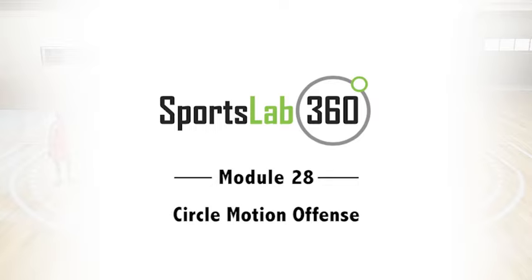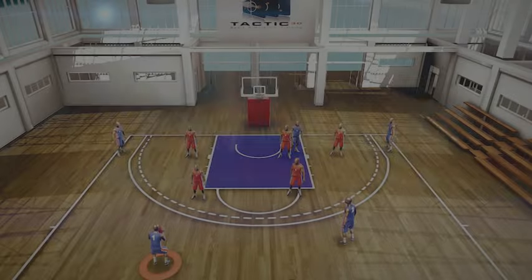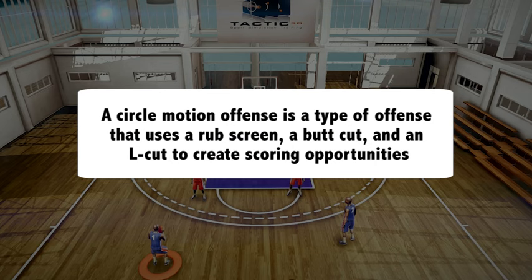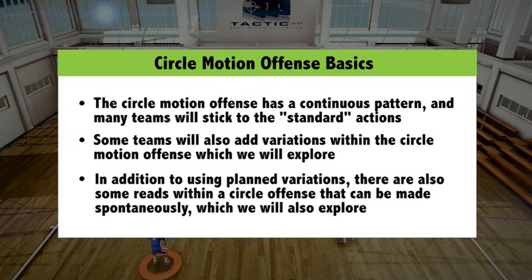Welcome to Module 28, Circle Motion Offense. A circle motion offense is a type of offense that uses a rub screen, a butt cut, and an L cut to create scoring opportunities. Here are some of the basics of a circle motion offense.